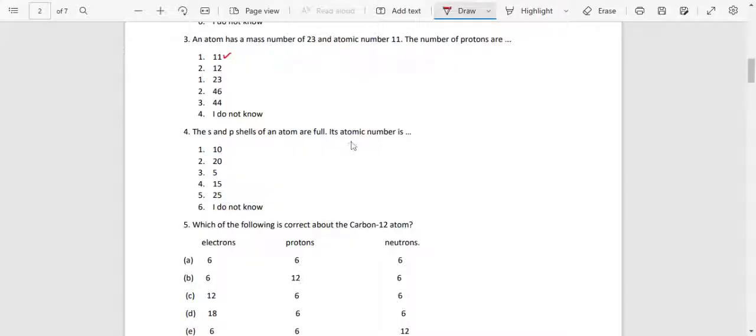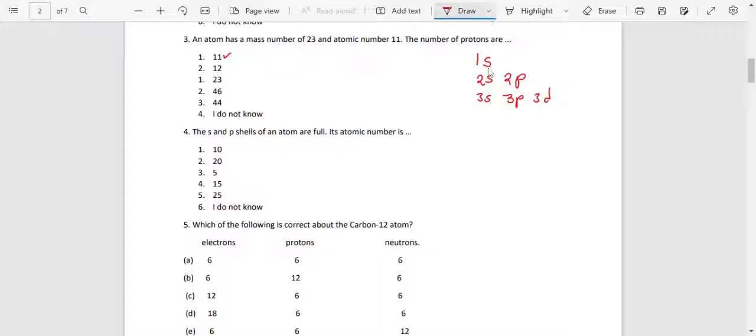Question 4. The s and p shells of an atom are full. Its atomic number is. So when you're talking about filling up the shells, we are going to follow some rules. That is Hund's rule, the Aufbau principle, and the Pauli exclusion principle. So we've got first the 1s orbital, we've got the 2s orbital, we also have the 2p orbital, and then we have got the 3s orbital, the 3p orbital and the 3d orbital. We'll continue going like that.